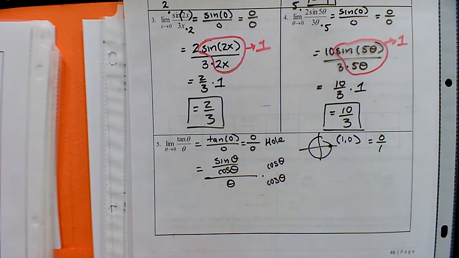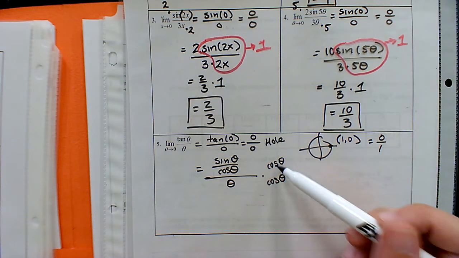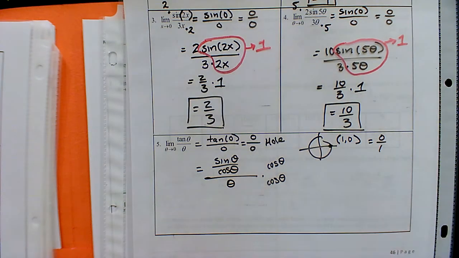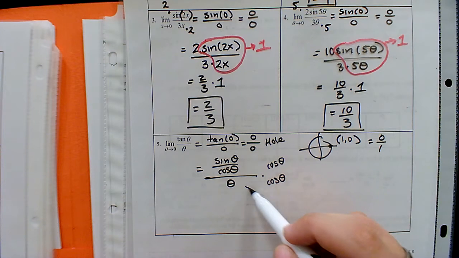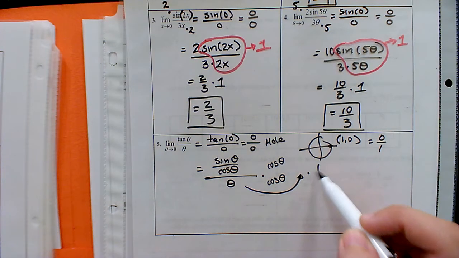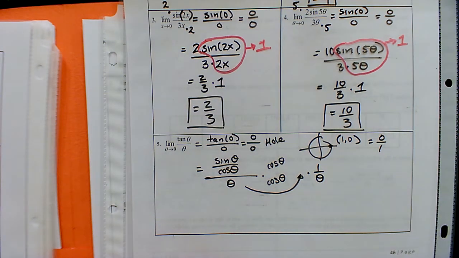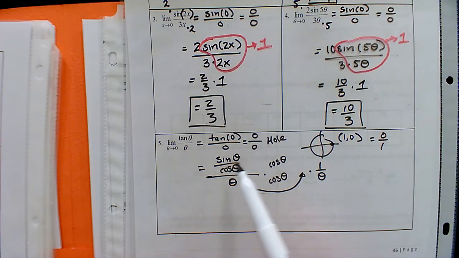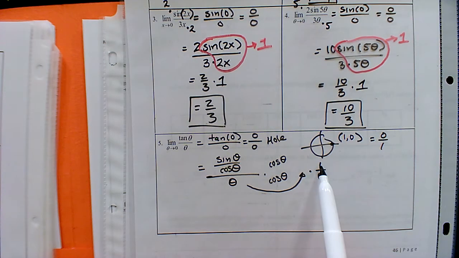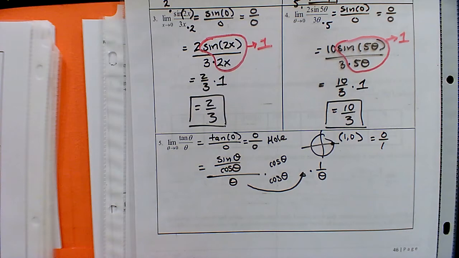Okay, that's one thing you could do. You could multiply cosine over cosine because that would get rid of this denominator. Some of you may have thought of bringing this up and multiplying by the reciprocal. Okay, you could do that. So we would have sine times 1 over cosine theta times theta. Either way, it's still going to work out.